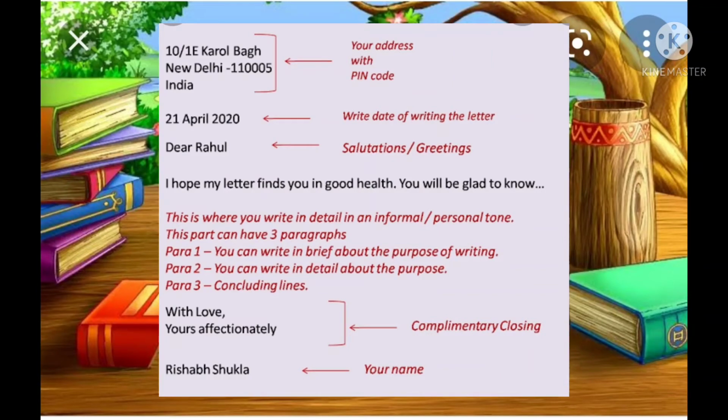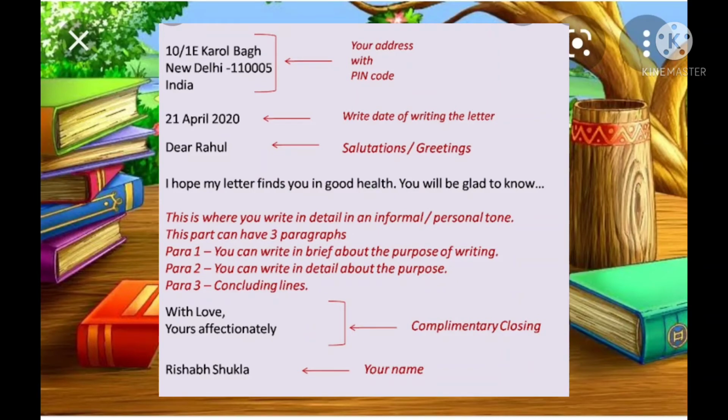Next is the body of the letter. We may start our letter like, I hope my letter finds you in good health. You will be glad to know. This is where you write in detail, in an informal or personal tone. In this part you can have three paragraphs. Paragraph 1, you can write in brief about the purpose of writing. Second, you can write detail about the purpose, and paragraph 3 includes the concluding line.